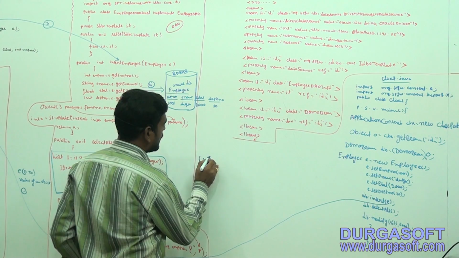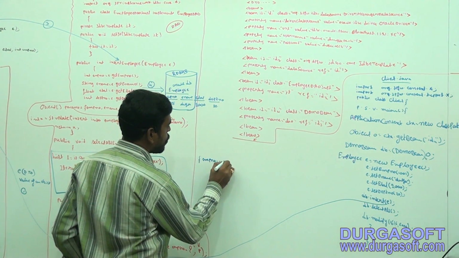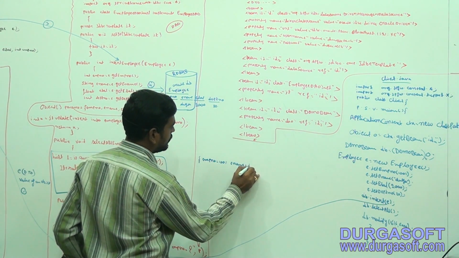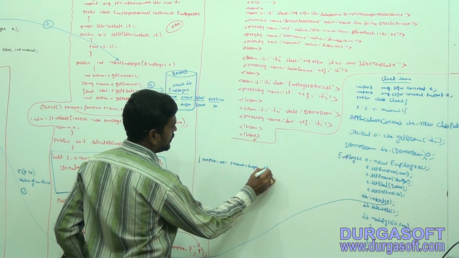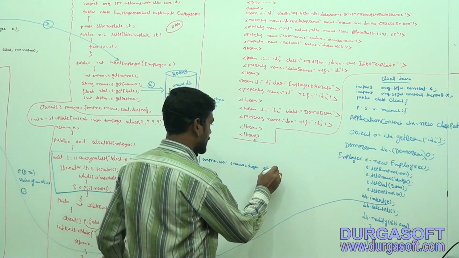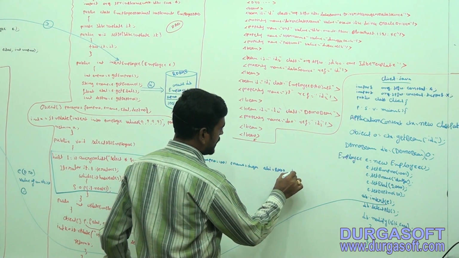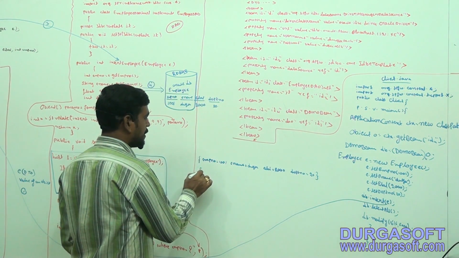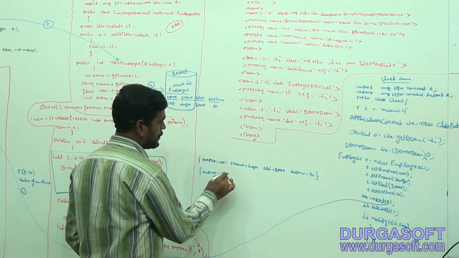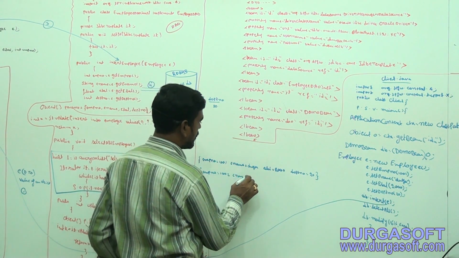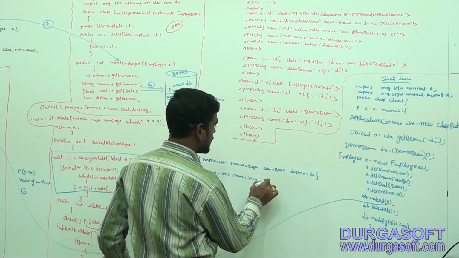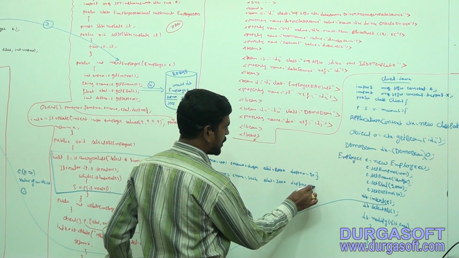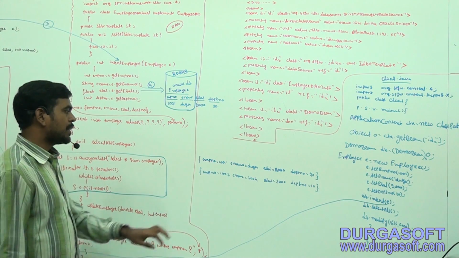EMP number is equal to 1001. Then E name is equal to Durga. The next ESAL is equal to 2000. The next DEPT number is equal to 20. Then close. In the same way, another record, assume EMP number is equal to 1002, E name is equal to so and so, say tech, ESAL is equal to 3000, DEPT number is equal to 10th department. So whenever we select the data, it is displayed like this.